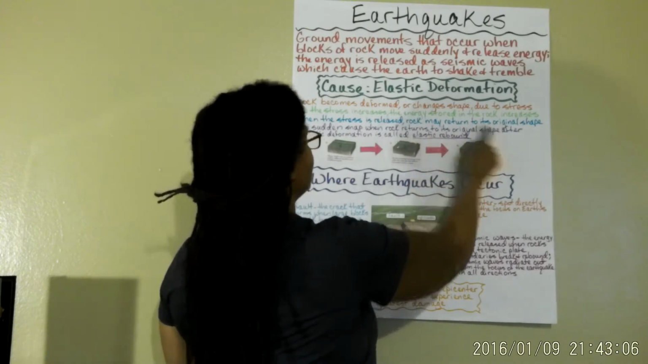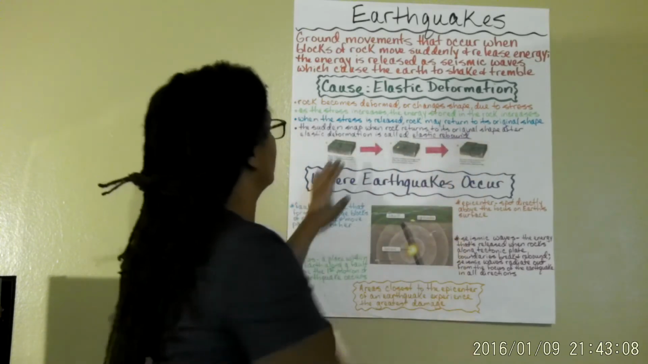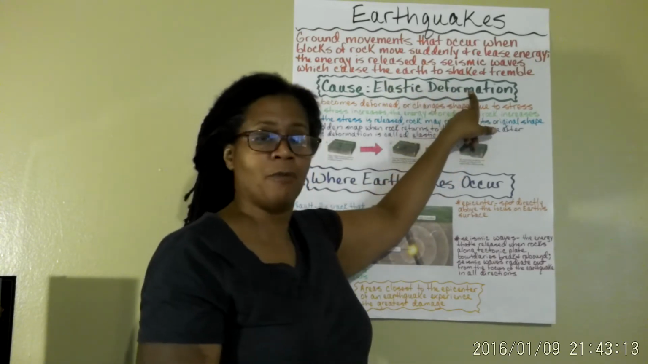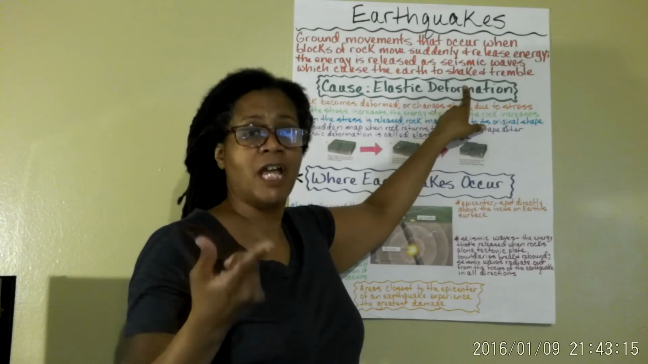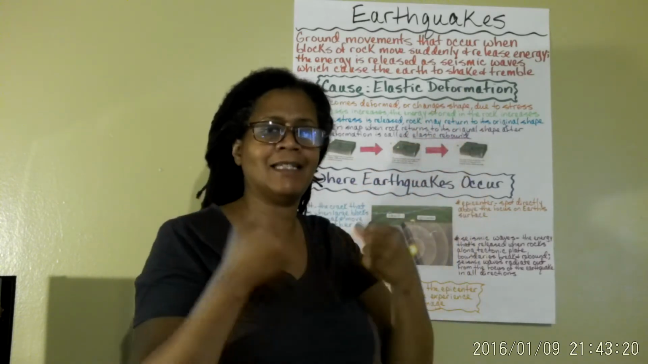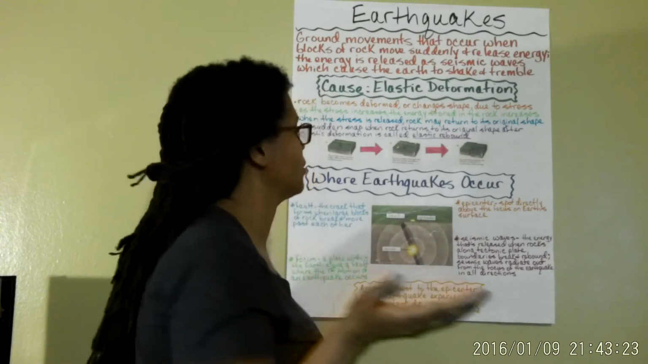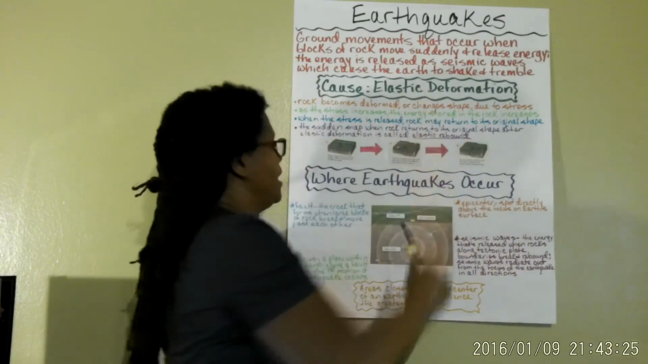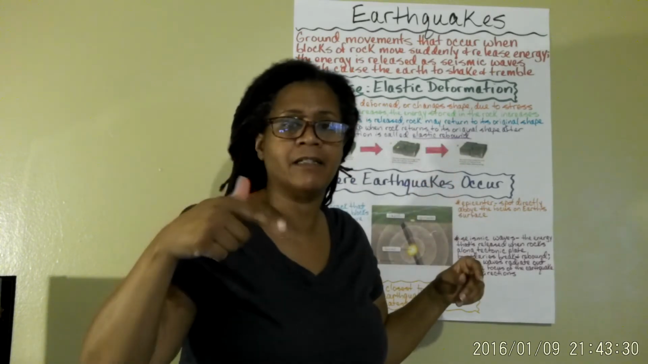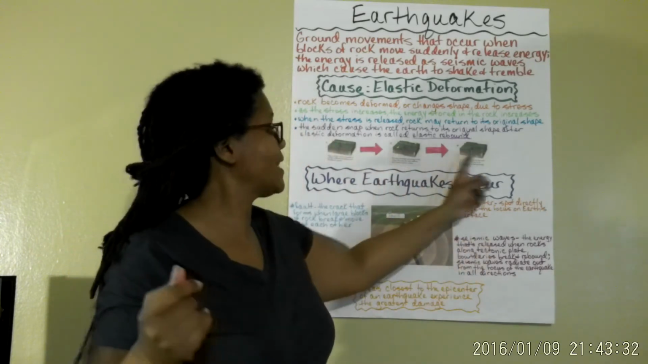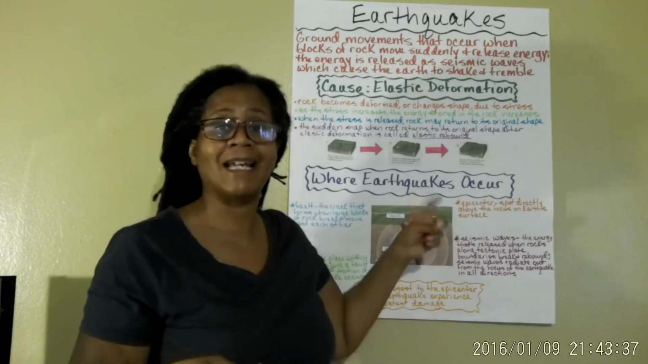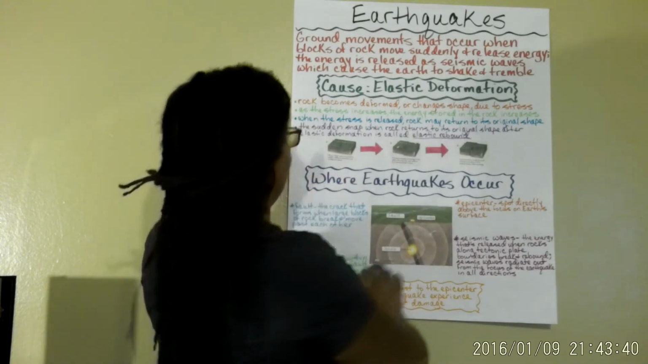So it's the sudden snapback that is called elastic rebound, okay? So we have elastic deformation, which is the change in the shape of the rock, and then elastic rebound is that sudden snap back into its original position. And this is what we then feel as an earthquake. But this is what's actually happening beneath us, beneath the surface of the earth, that's causing the earthquake, okay?